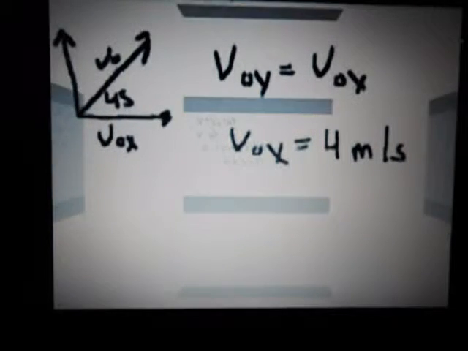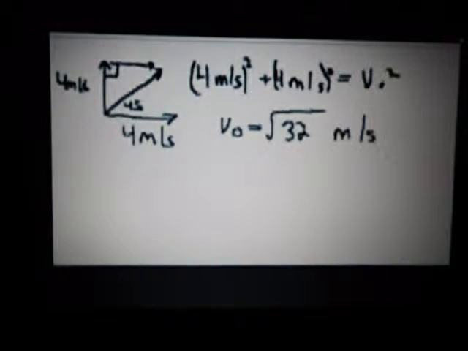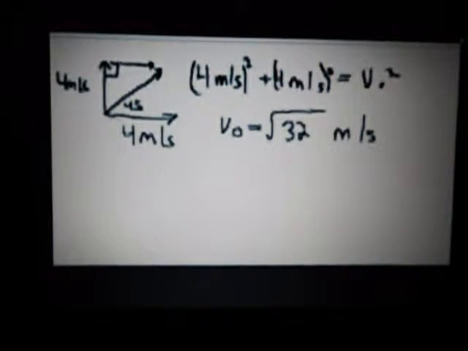Because of the 45-degree angle, the x and y components are equal, so initial velocity of x is 4 meters per second. You can find initial velocity of Kitty using the Pythagorean theorem, a squared plus b squared equals c squared, which gives you radical 32 as your answer.